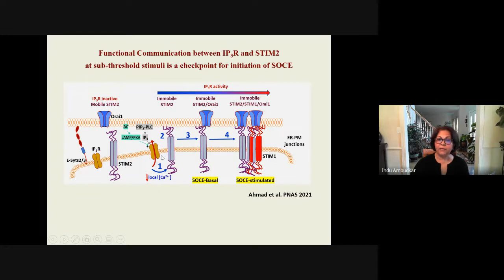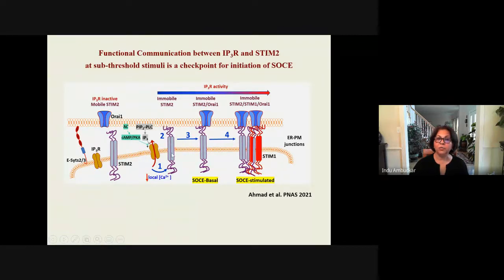And the STIM2 that is sitting close to this, or moving somewhere very close to this IP3 receptor, can sense that depletion. And then it undergoes the usual conformational change that everybody has proposed, part of which involves its being scaffolded to the plasma membrane.